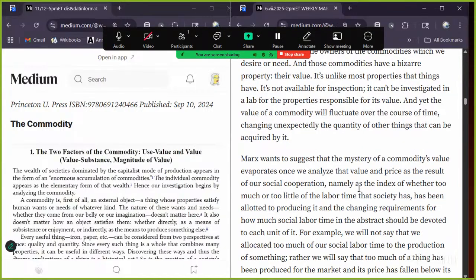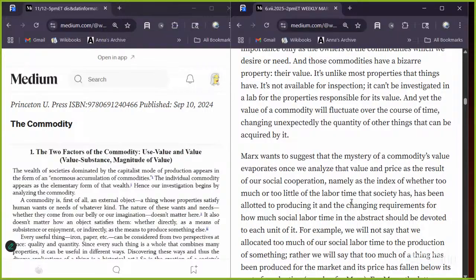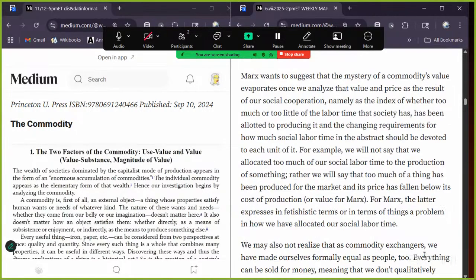Now, Marx wants to suggest that the mystery of a commodity's value evaporates once we analyze that value and price as the result of our social cooperation, namely as the index of whether too much or too little of the labor time that society has been allocated to producing it, and the changing requirements for how much social labor time in the abstract should be devoted to each unit of it.